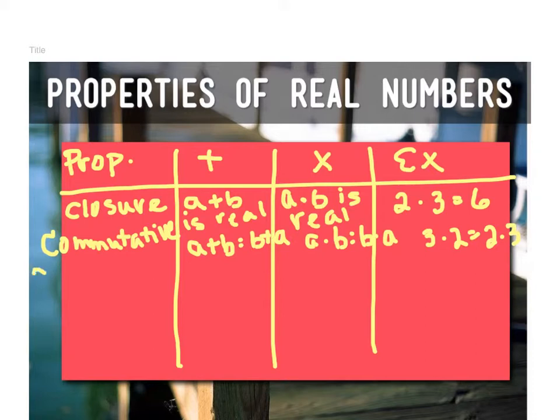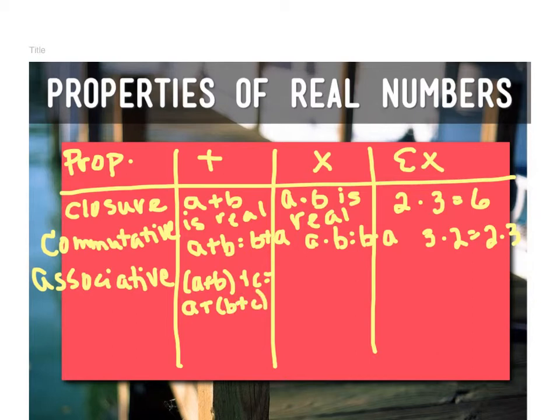The next one is associative. Associative is for grouping, so we're going to have parentheses A plus B, parentheses plus C equals, and then we'll have A plus, and this time the parentheses will move, the B plus C. Notice that they're still all A, B, and C, the order didn't change, only the parentheses moved.